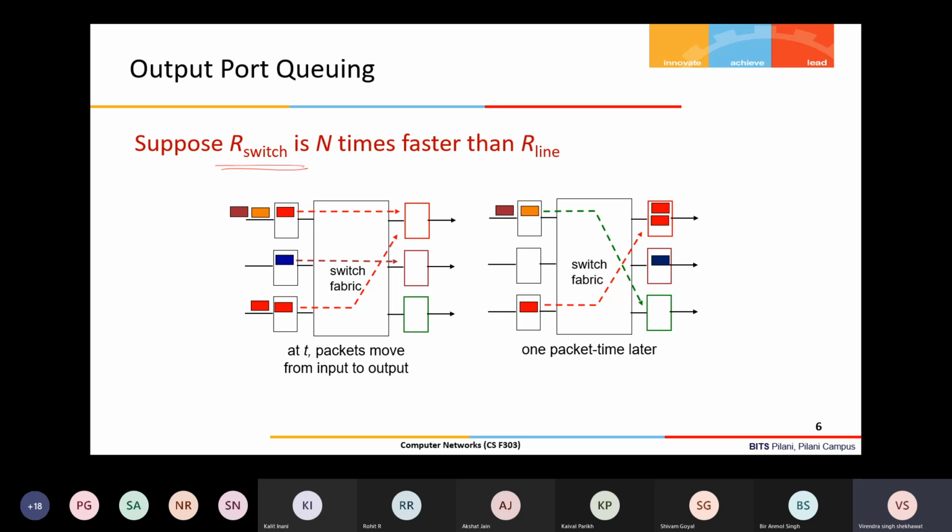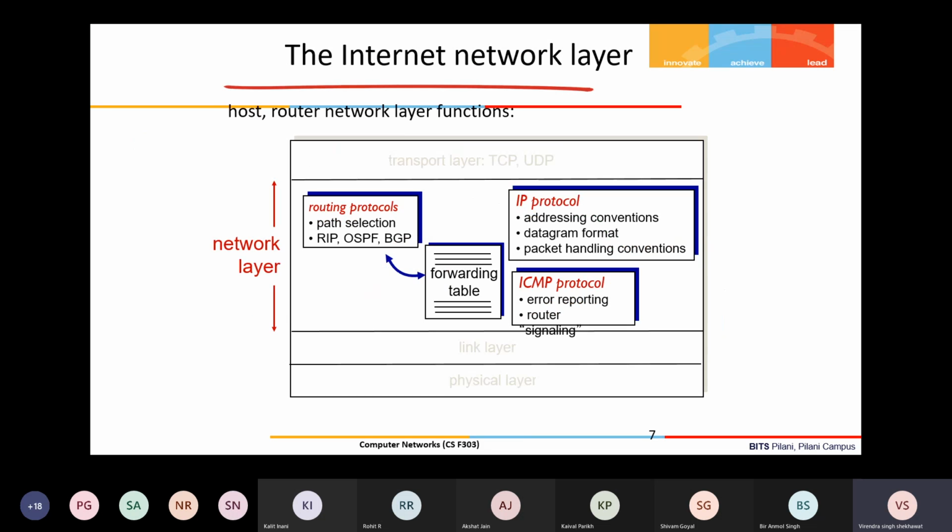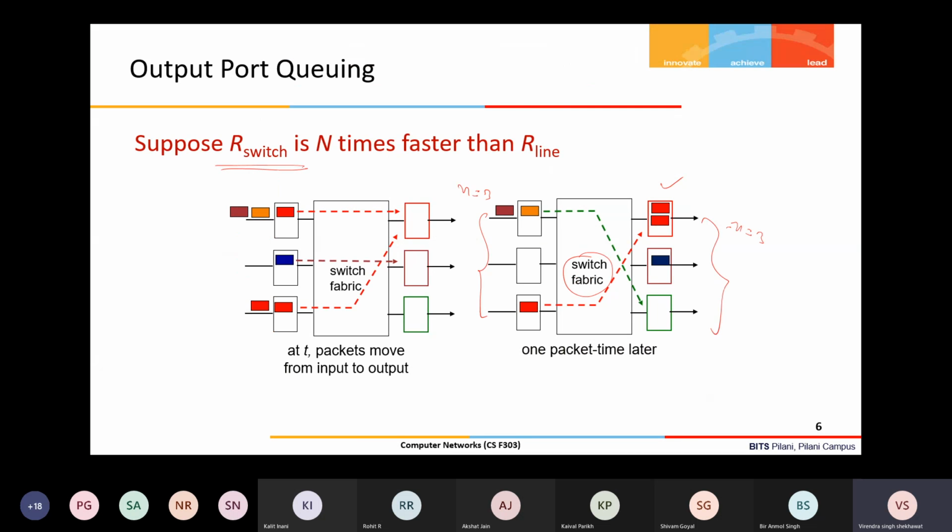So output port queuing: why does the queue build up at the output port? If your switch fabric is n times faster than the line rate, you have n input and n output links. In this case n equals 3, so here also 3. So the switch fabric has 3 times the speed of a single input line. In that case an output queue can build up.